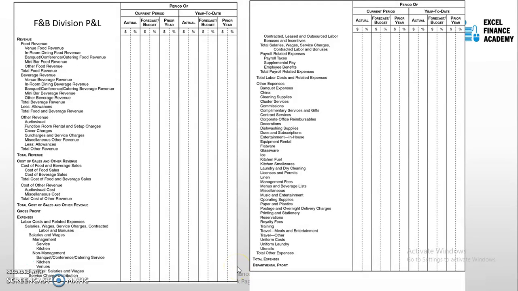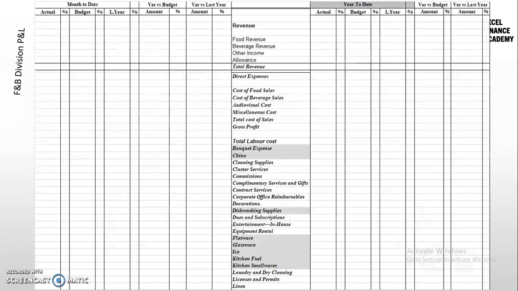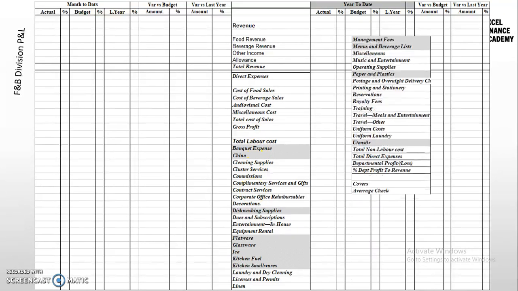Similar to the rooms division, I have modified the P&L in a slightly different way. So one thing is the summary, then food, beverage, other revenue and allowances. The individual breakdown of these is normally shown separately. Then you have cost of sales: cost of food sale, cost of beverage sale, audiovisual, miscellaneous, total cost of sale, and then the gross profit. Then you have the total labor cost, which is a separate annexure, and the other departmental expenses. Because the P&L is long, I have divided it and shown it separately.